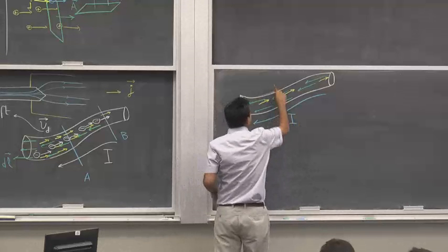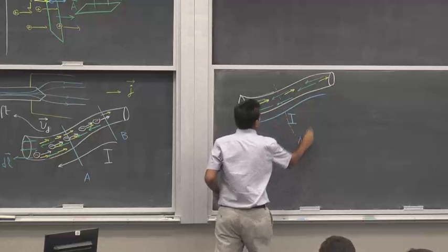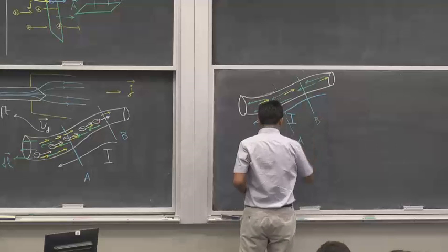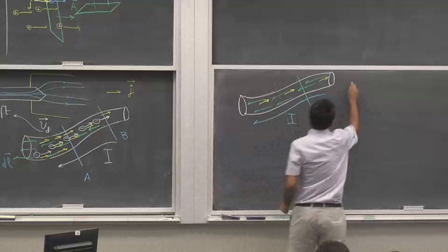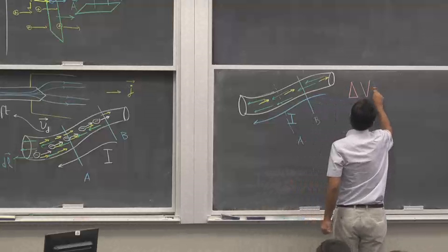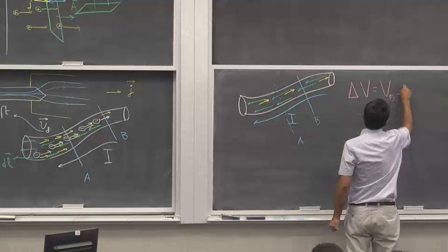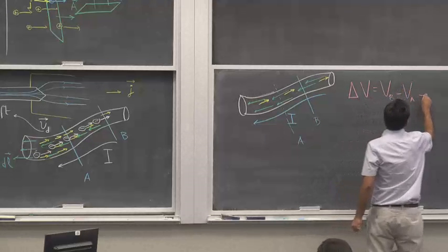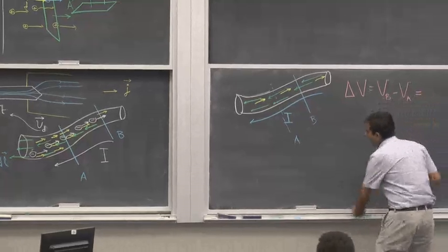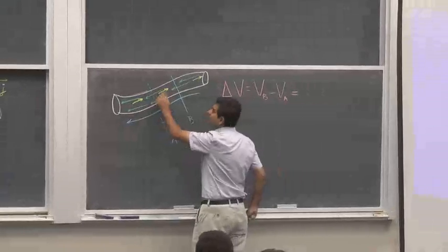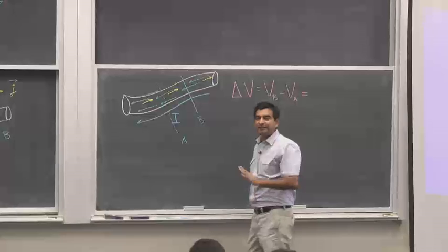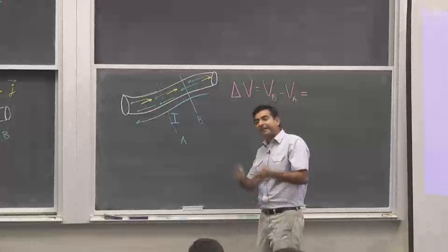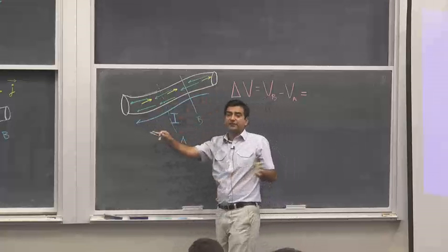Now I've taken two sections, A and B. The potential difference between A and B, VB minus VA, is minus E dotted with dL. Now if all of these electrons are moving with the same velocity, that is, the velocities are uniform, then the magnitude of the electric field has to be uniform.